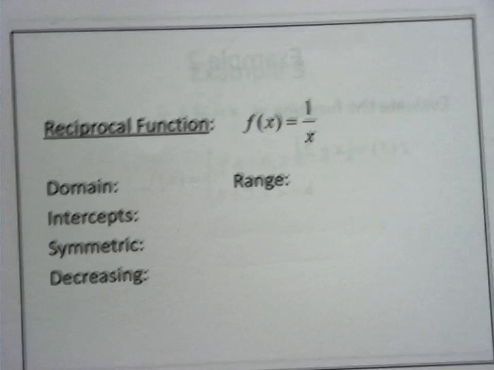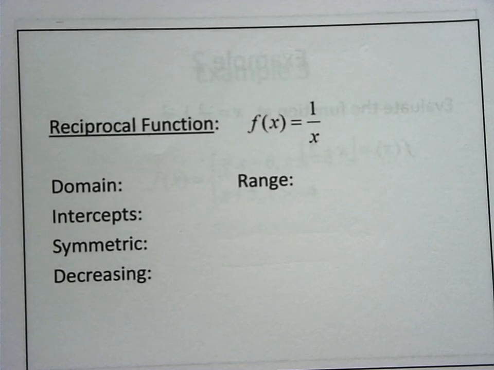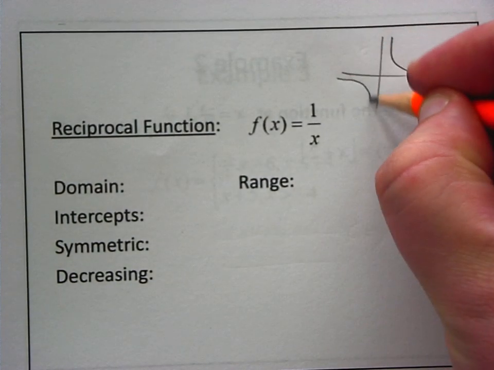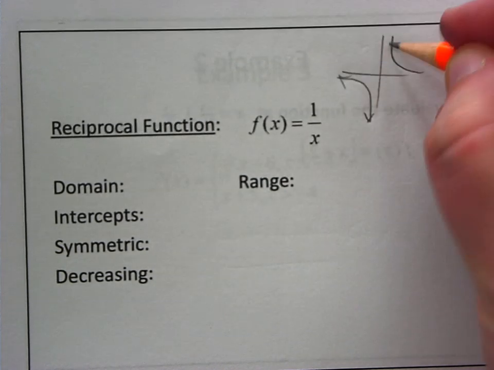Next up, the one people forget what it looks like. 1 over x, the reciprocal function. Anybody remember? Kind of like that. The idea is it's only in 2 quadrants: the first quadrant and the third quadrant. What's the name of the shape? Yeah, it's a type of hyperbola.